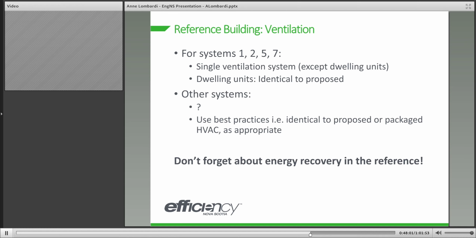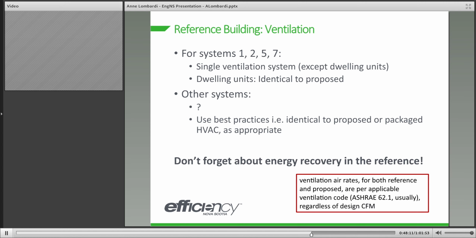And also don't forget about energy recovery in the reference. So these are our reference systems. Our reference ventilation system must have energy recovery if we're working with NECB 2017, which we probably are for many buildings, right now in 2020 or 2021. Okay.